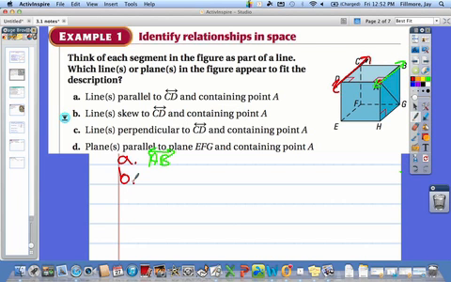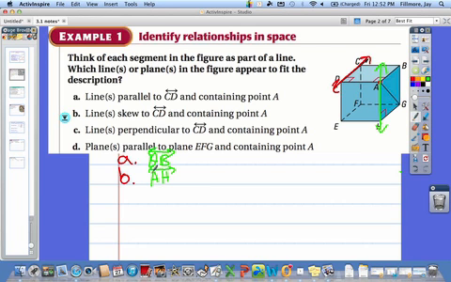Part B says a line or lines that are skew to line CD and contain point A. So again, we're looking at line CD and point A as a reference. If they're skew, they're not in the same plane. So if we look at the lines that contain point A, you know that AB is parallel, so that's not skew, that will not work. If we choose AH, it contains point A and is skew. These two lines will never intersect and they are not coplanar. So we could say line AH or HA, either one.